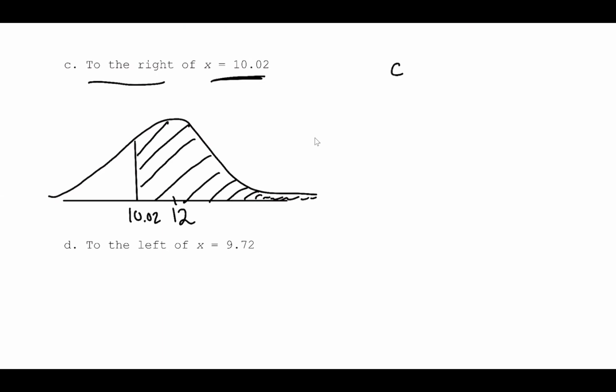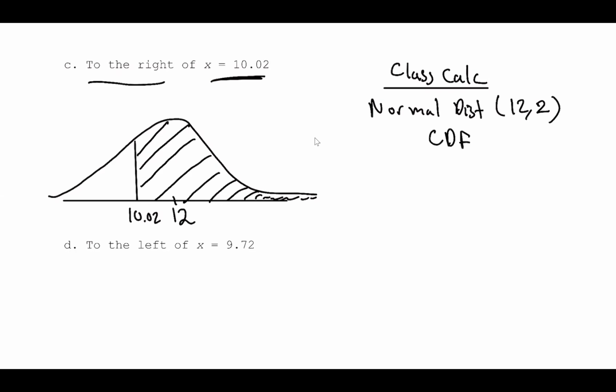So now, what should we enter in Class Calc? In Class Calc, what we want to do first is go to normal distribution. For this one, the mean is still equal to 12, and the standard deviation is still equal to 2. Then we do CDF.